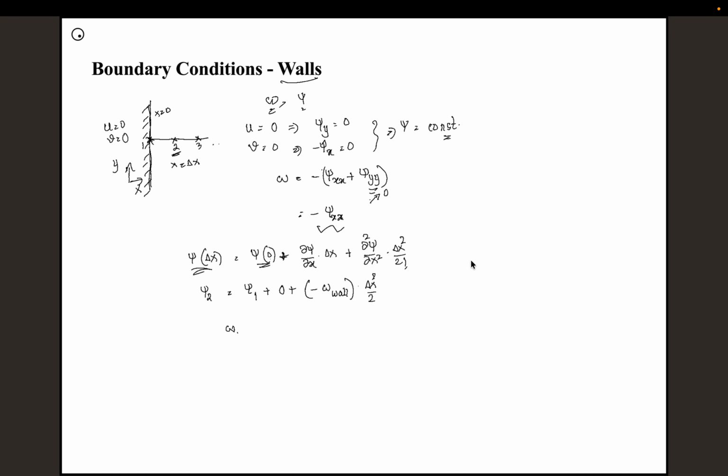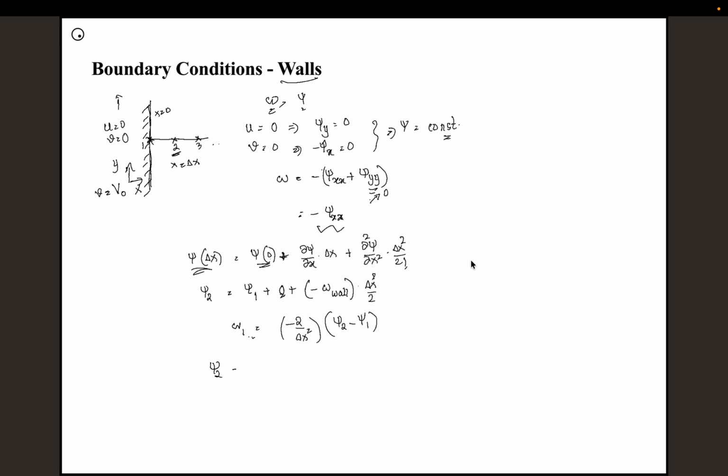So from this we can estimate the value of omega wall, or I can just write it as omega 1, which is at the wall, as minus 2 by delta x square times psi 2 minus psi 1. If the wall is moving, then you have a different velocity here, and accordingly everything will change. For example, if the wall is moving, which we will solve later also, let's say this wall has a vertical velocity, so v equals some v naught, then all that will change is this del psi del x, instead of being 0.